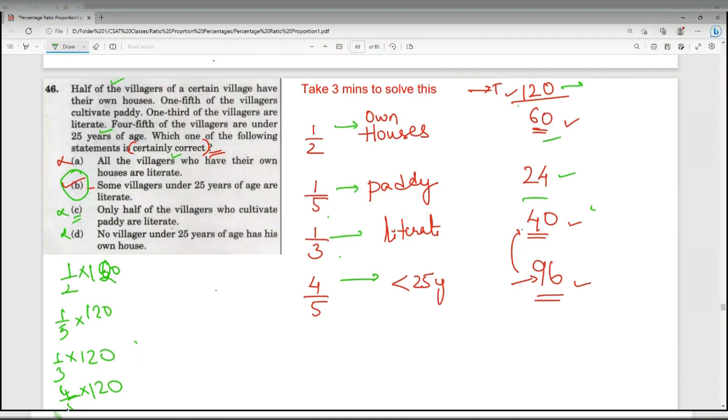Now these are the number of people we have. Now we have to check which of these statements are absolutely correct. So the first option is: all the villagers who have their own house are literate.